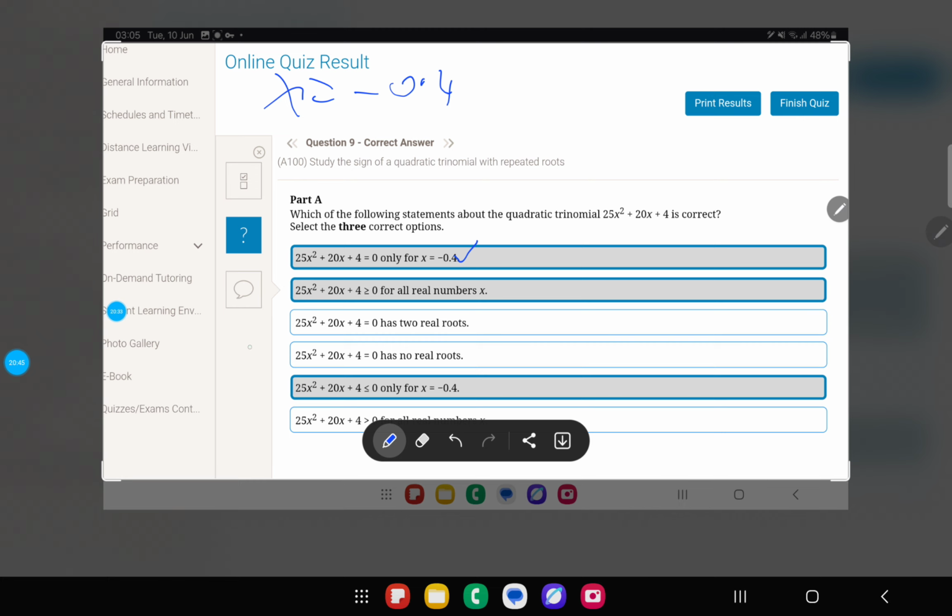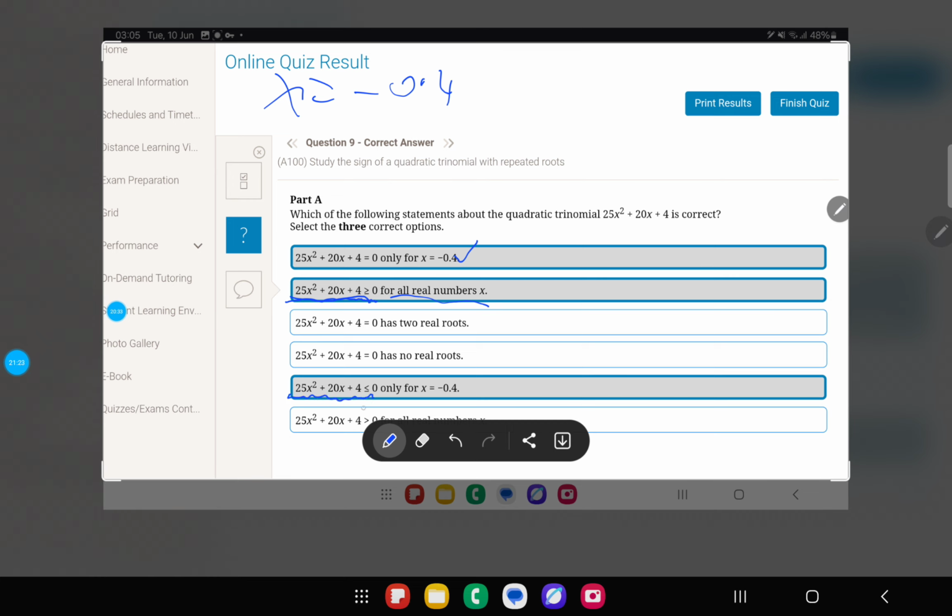Now let's look at the inequalities. 25x squared plus 20x plus 4 is greater than or equal to 0. Okay, since it's greater than or equal to 0, it's all real numbers, right? Sorry, I forgot. You have the equation, right? But now you understand. Let me just do the second one so you can understand completely.